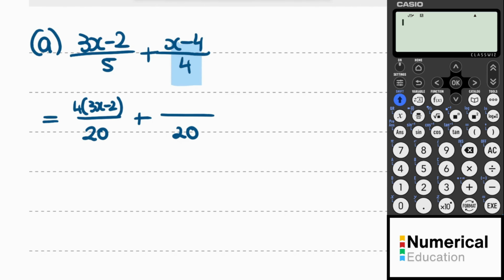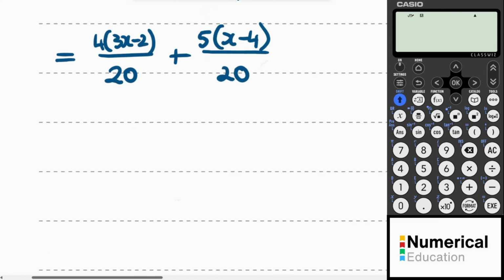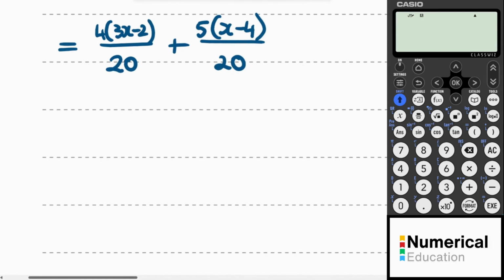Now we're going to do exactly the same thing for the other side. The other side has a denominator of 4, and we need to turn it into a 20. What did I do to the 4 to get to a 20? You multiply it by 5. So you do the same thing: you multiply the numerator of the second fraction, lots of what was originally there, which is the x minus 4.